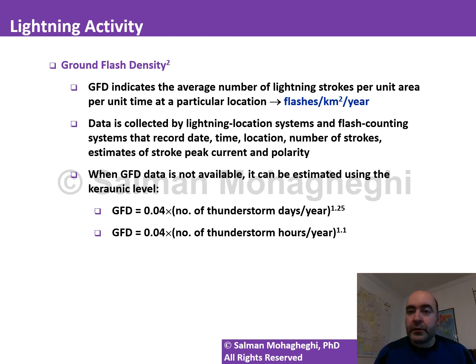This is very useful information for power utilities in order to decide what type of mitigation techniques they have to have in place. This is something that we'll discuss in our future lectures. When GFD data is not available, there are empirical equations that allow you to estimate it using thunderstorm days. One is that GFD is 0.04 times the number of thunderstorm days per year to the power of 1.25. If you have the number of thunderstorm hours per year, then it would be to the power of 1.1. If you don't have GFD data, you can use this approximation to have an estimate for it.